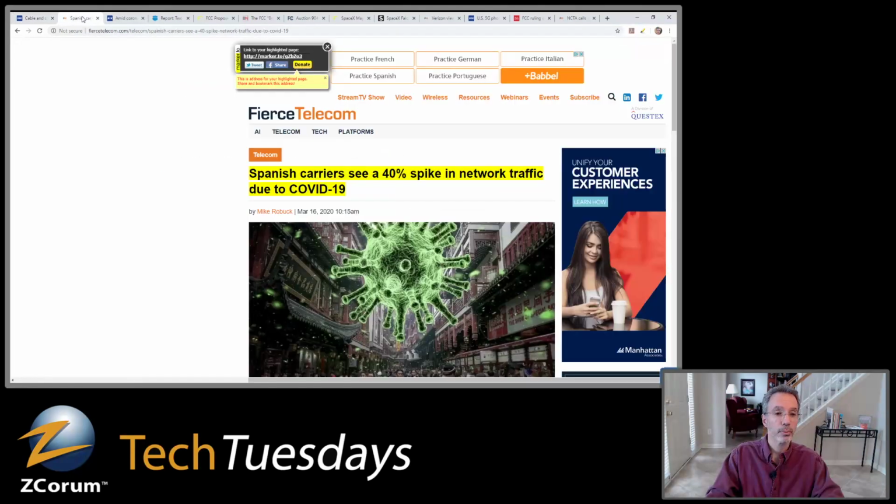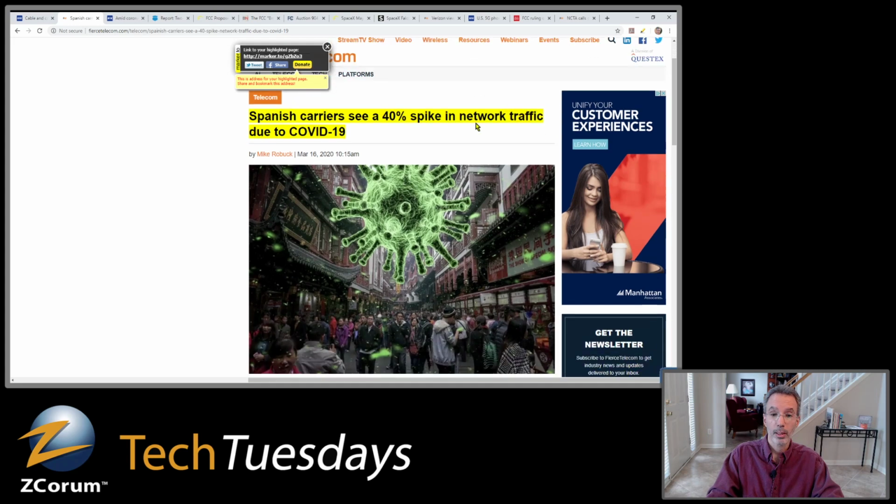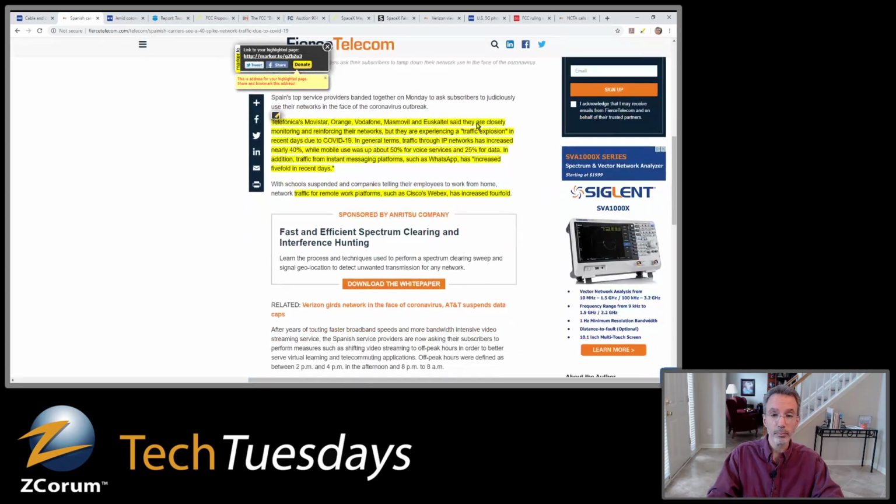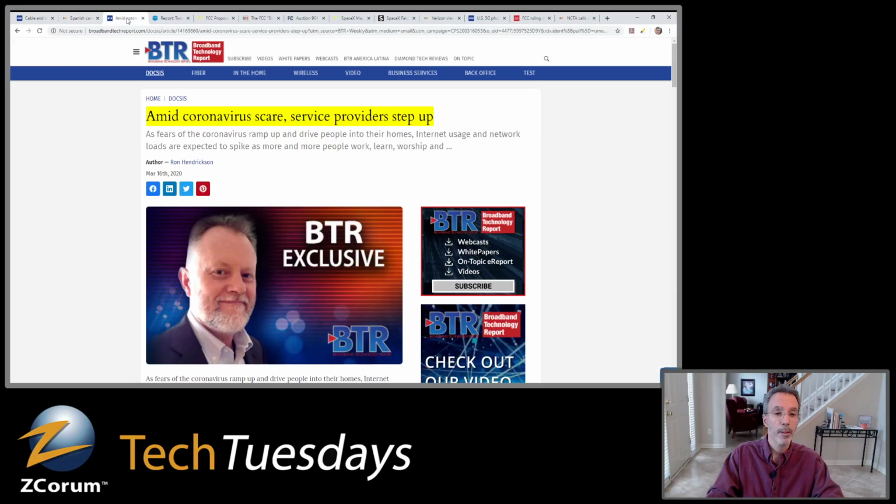But now in Spain, the carriers are saying they're seeing a 40% spike due to this virus. Here are some particular operators that are being mentioned, and 40%. Mobile use was up 50%, and they even mention WebEx. So you don't think about that, but these platforms like WebEx or GoToMeeting, those are seeing more use, obviously, because people are doing more remote meetings that they were not doing before. So that's another effect of this virus.